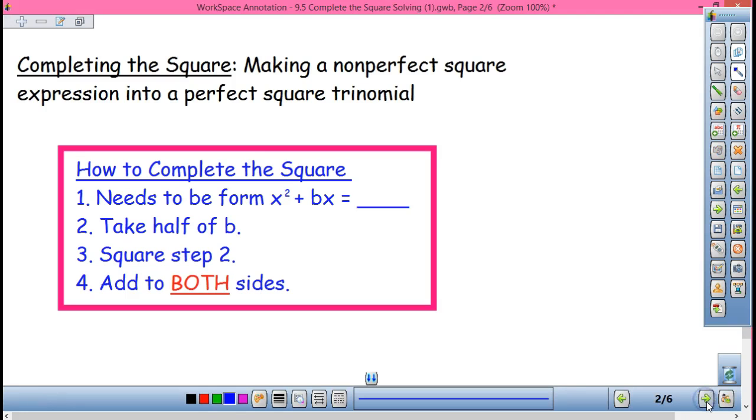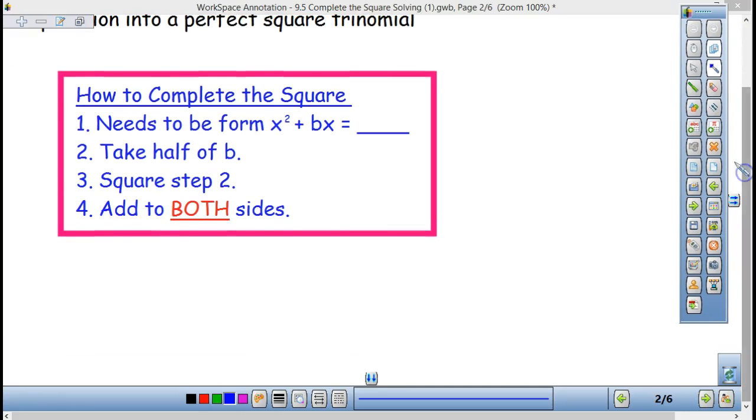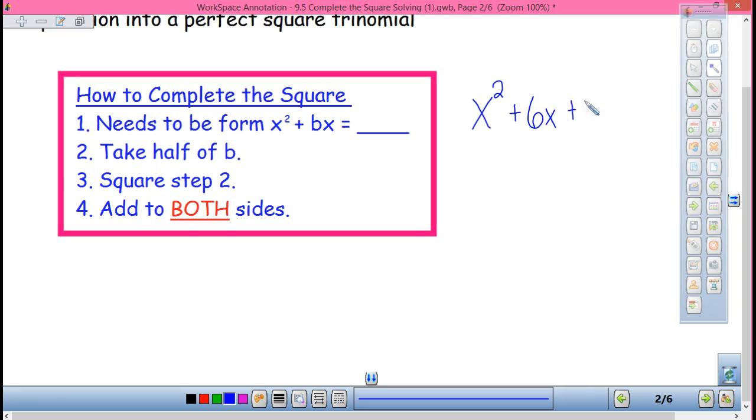So, if I have, let's go with x squared plus 6x plus 5 equals 0.